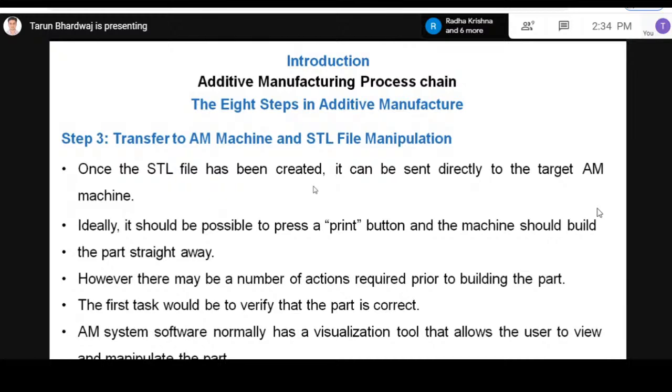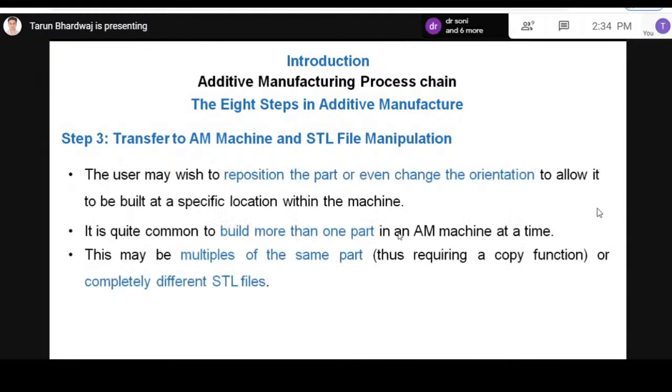However, there may be a number of actions required prior to building the part. The first task will be to verify whether the part is correct or not. The AM system software normally has a visualization tool that allows users to view and manipulate the part. Besides that, we can directly manufacture from the STL file, and we can also convert it into G codes, as you know from NC tool codes, so we can directly convert these STL files into those codes, and transfer them to the AM machine after STL manipulation.